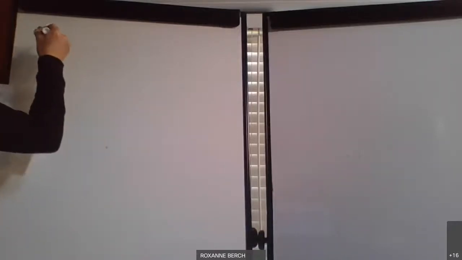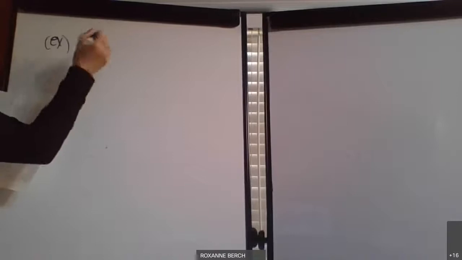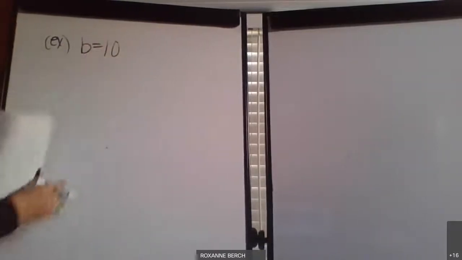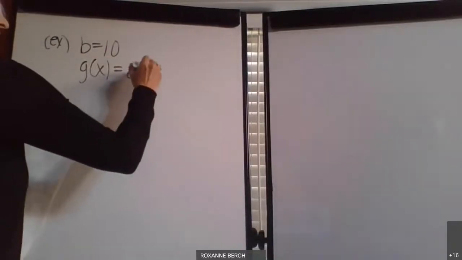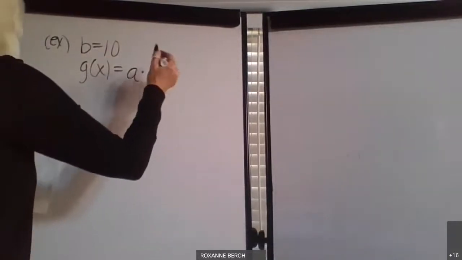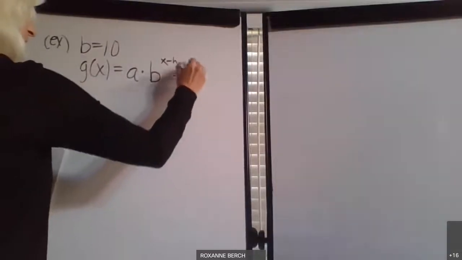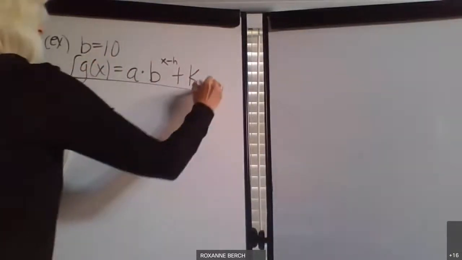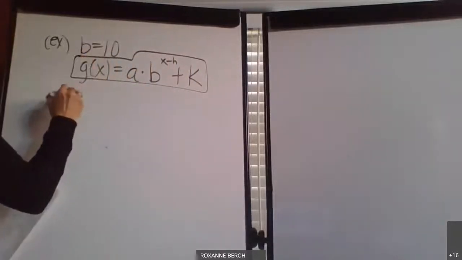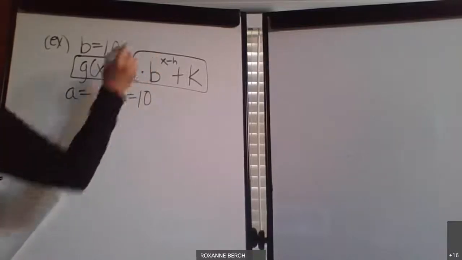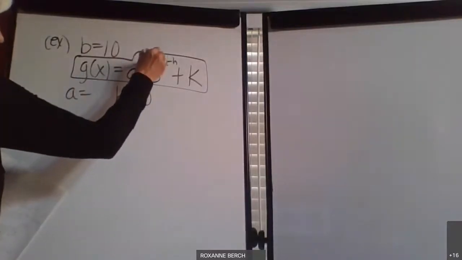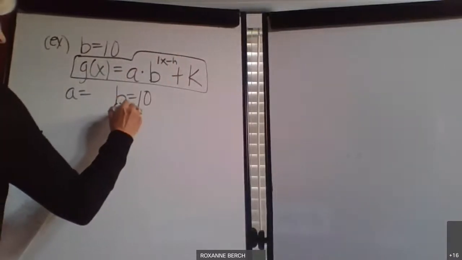Okay, we're going to do the same exact thing in a different problem. So they want us to write an equation. This time they tell us the parent is 10. And we have g of x is equal to a times the parent to the x minus h plus k. And once again, we want to know what a is. We know the parent is 10. That is not the stretch or compression now. The b that we're used to is a 1 in these problems.